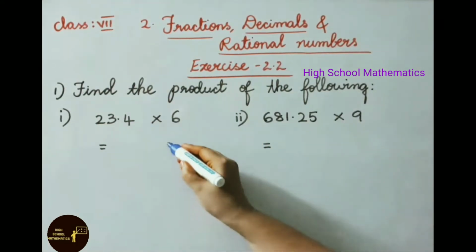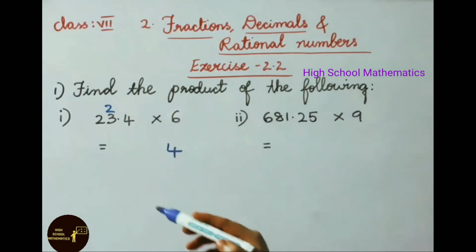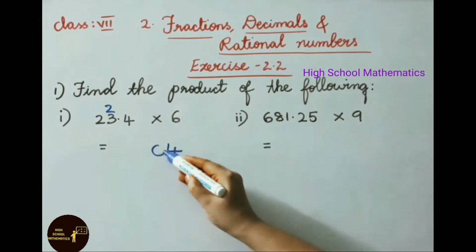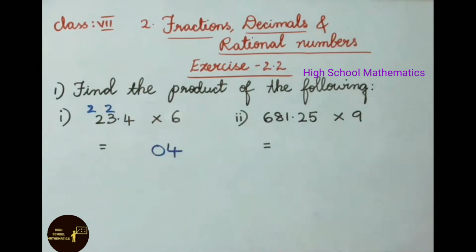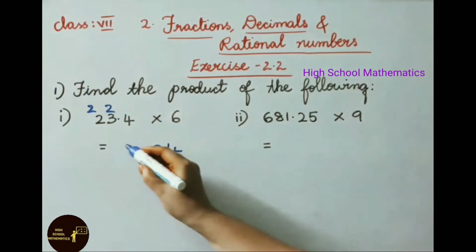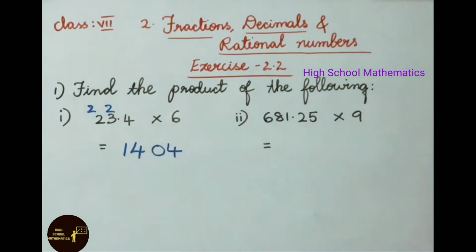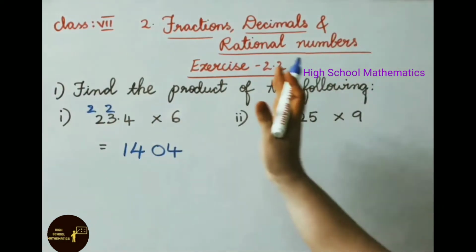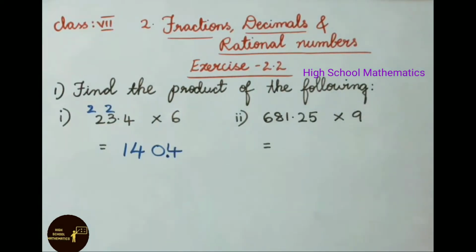6 4s are 24, so 4 carry 2. 6 3s are 18 plus 2, 20, so 0 carry 2. 6 2s are 12, 12 plus 2, 14. Here decimal after only one digit is there, so from the right side onwards one digit before, you place the decimal point. So the answer is 140.4.